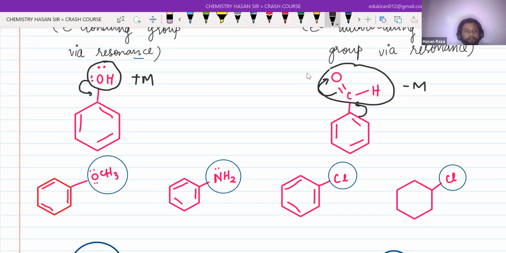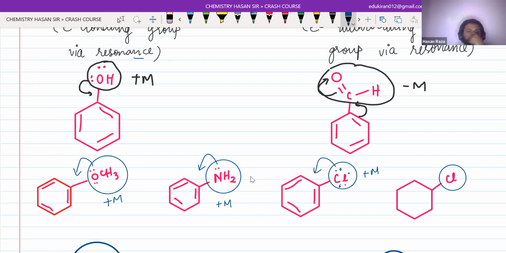Like the way we did in the previous one, inductive effect, you need to do the same. What do you think? This oxygen will be acting as plus M or minus M? Always remember that when oxygen is singly bonded, it will act as plus M, and when oxygen is doubly bonded, it will act as minus M. So this is singly bonded, so it will donate. That's why plus M. This nitrogen is also singly bonded, and there is a lone pair, so this will also be acting as plus M. Now you can see chlorine has a lone pair, so it will also start donating.